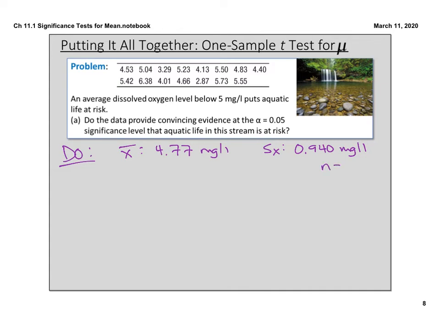I ran out of room at the end of that line. I would have put them all on the same line, but I ran out of room.